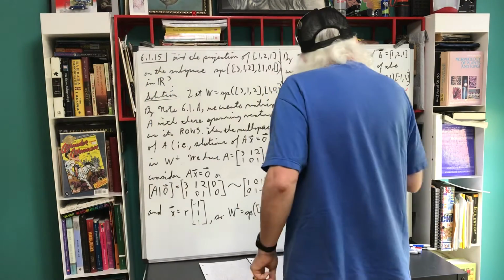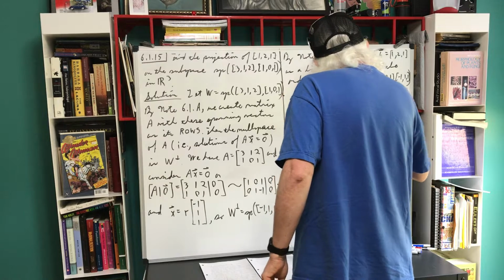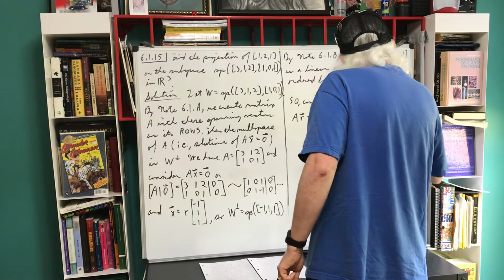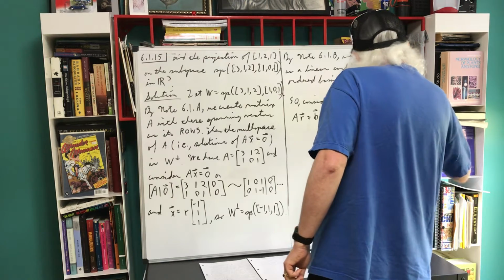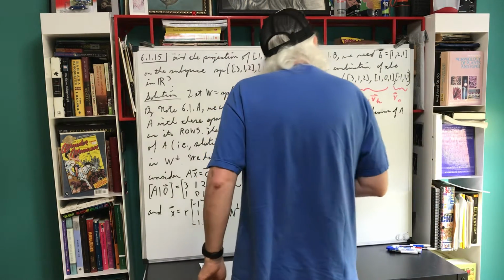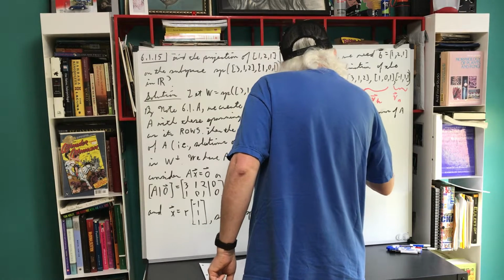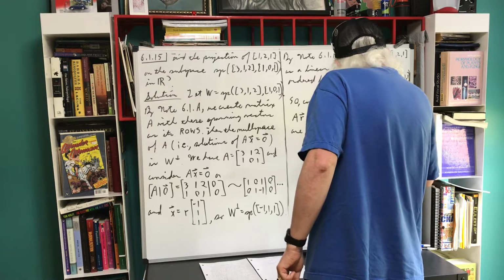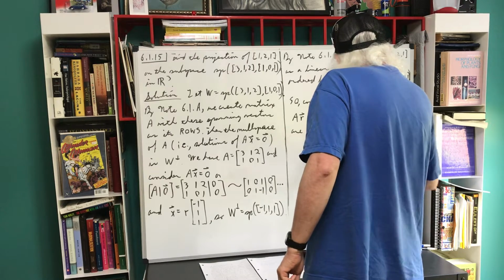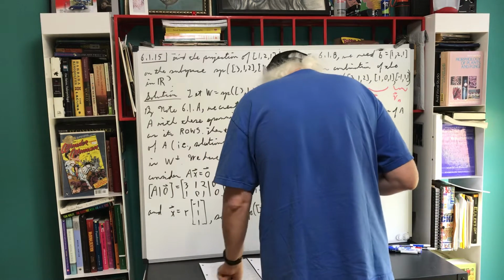So consider AR equals B, where the columns of A are V1, V2, and V sub 3 given here. And when we first encountered matrix multiplication, we saw this in, let me find a reference for you.